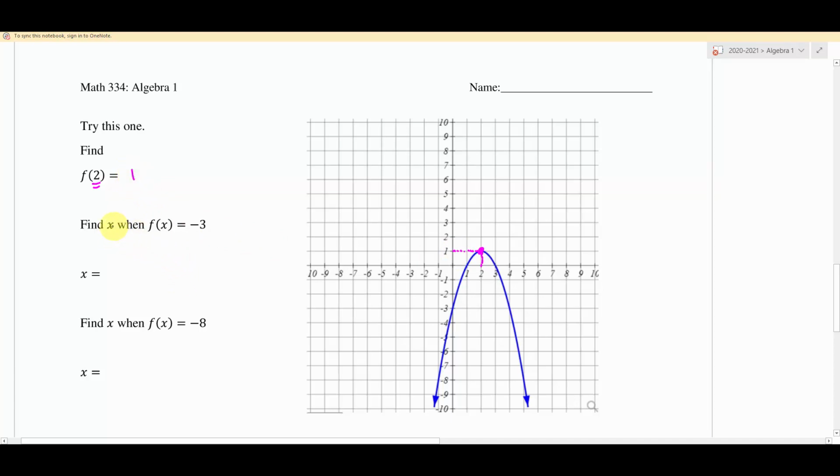All right, and then we go here. This one says find x when f of x equals negative 3. So this negative 3 is an output. So that means I'm going to go to my y scale. I'm going to go to negative 3. And there's actually a point right there. So x could be 0. So when x is 0, I get a negative 3. But I have another one over here. And that point corresponds to 4. So it could be 0 or 4 that could produce a negative 3.